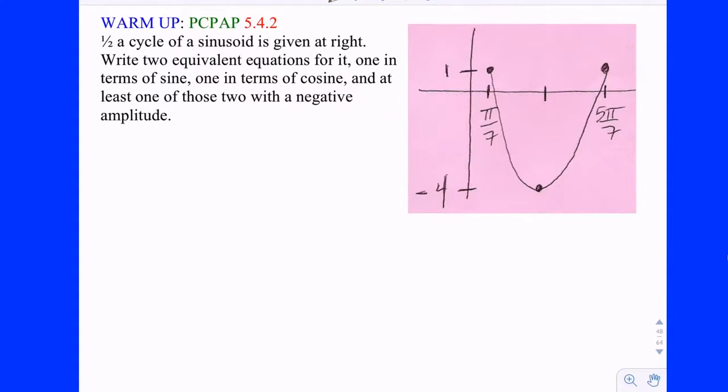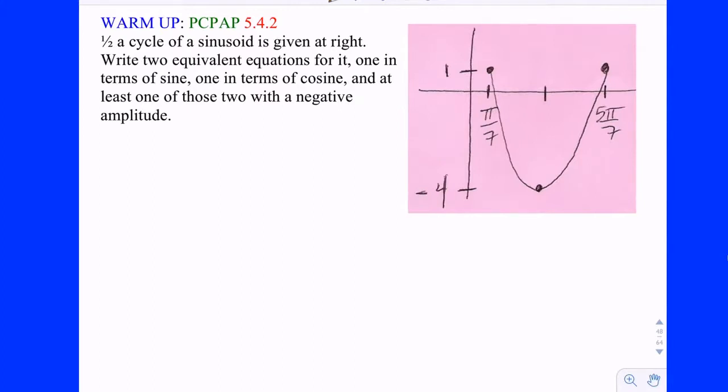All right. 1/2 cycle of a sinusoid is given at right. Did everyone see it at right? Did anyone miss it? It's in pink. Okay, I highlighted it for you. Write two equivalent equations for it, one in terms of sine and one in terms of cosine, and at least one of those two with the negative amplitude. That means we could put both of them with the negative amplitude if we want, right? At least one or more?